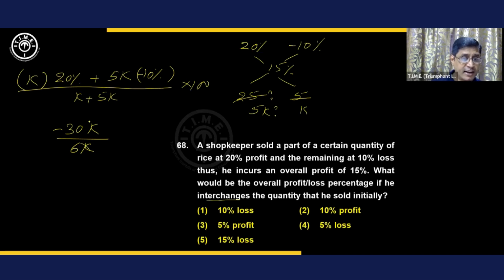But what is the result here? K and k get cancelled. That is 5. So 6 goes exactly 5 times. The value here is a 5% loss because it is a negative value. So the right choice is option number 4. Fourth choice is the correct answer.